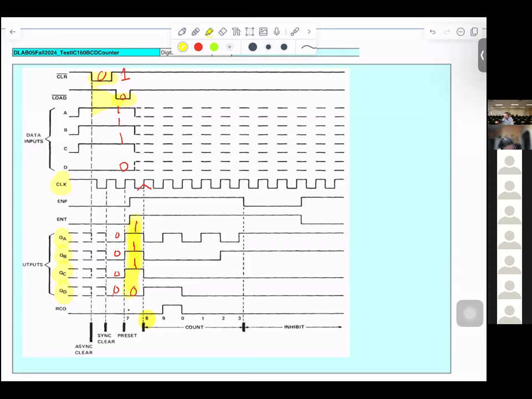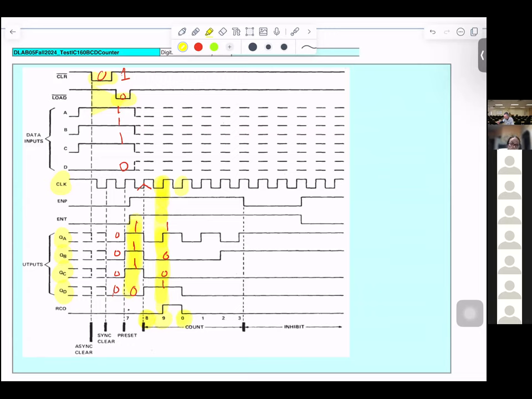When you go to 8, it goes to the next clock right here. That next clock, it goes to what number? 1, 0, 0, 1. What number? Nine. So that's why you see it counts to number 9. It counts to number 9, and now you keep applying the clock, it goes back to 0. You see that?